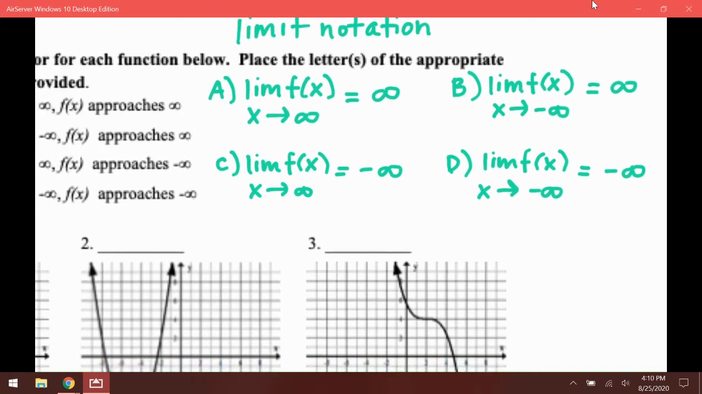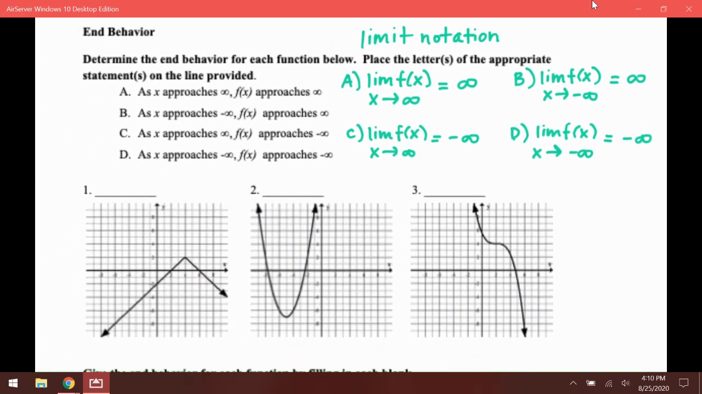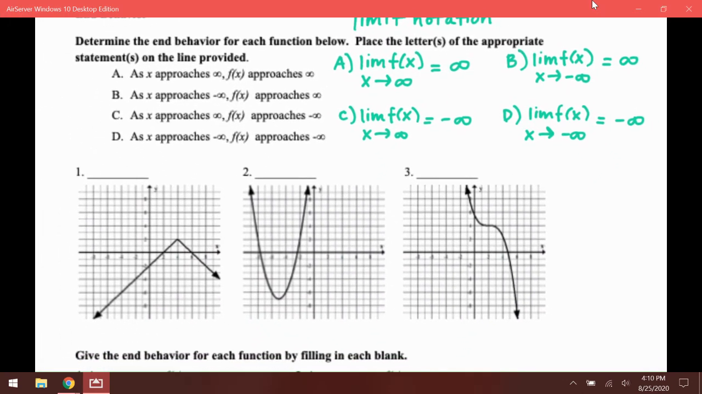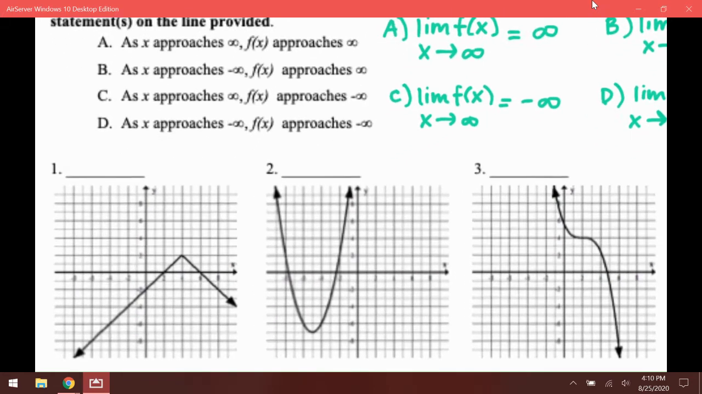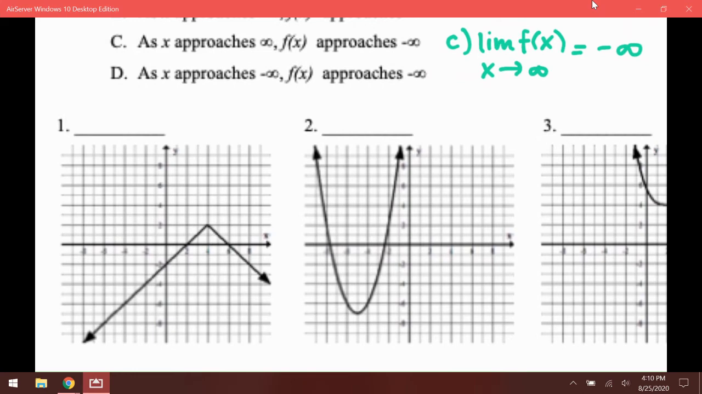Okay, so that being said, let's do some examples together. We had one in the previous video. Now we're going to have several more so that we can really drive this topic home. So let's take a look at number one. We need to think about as x approaches infinity, so as x goes to the right, what is happening to the y's? Well, my arrow is going down. So as x approaches positive infinity, my function is approaching negative infinity. Okay, so this would be answer choice C.